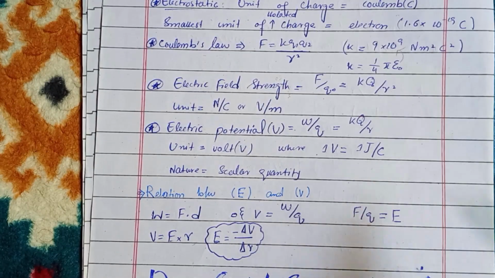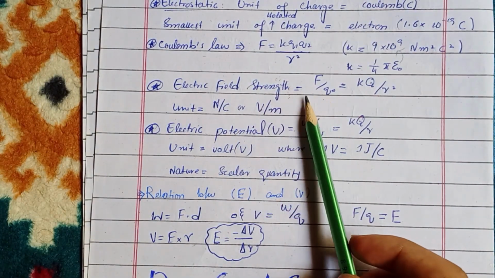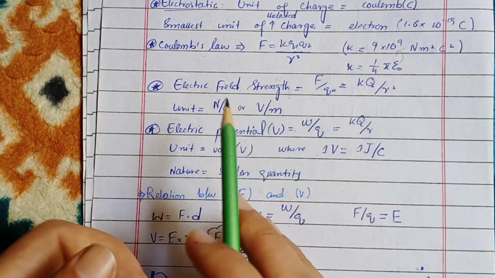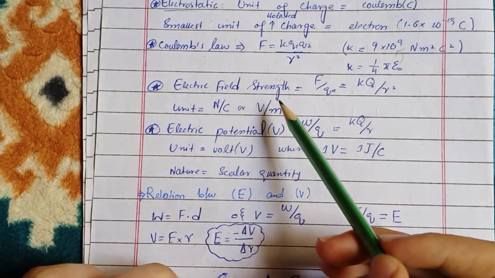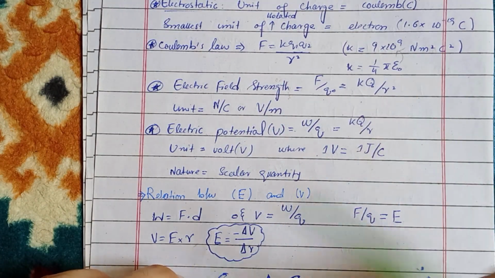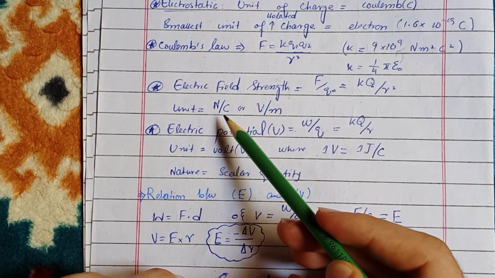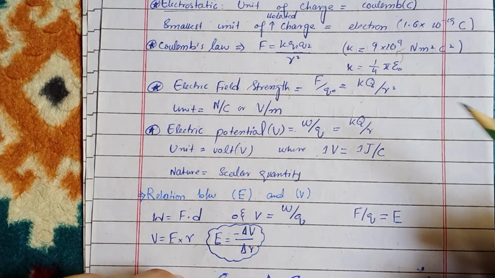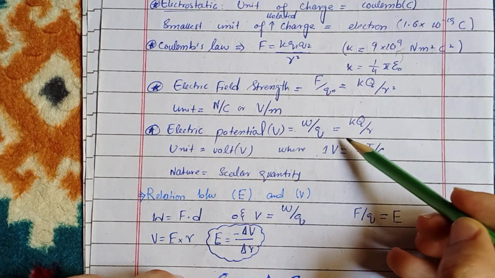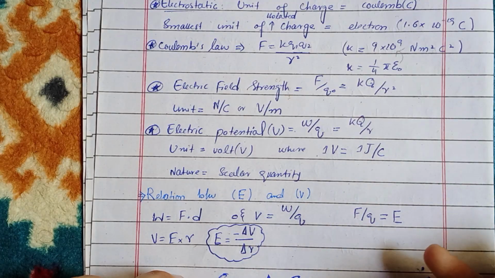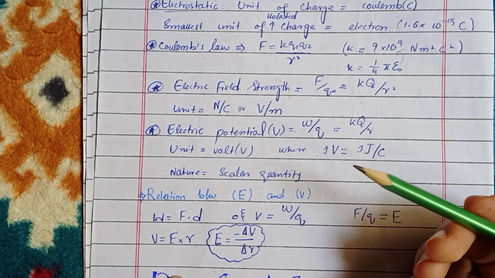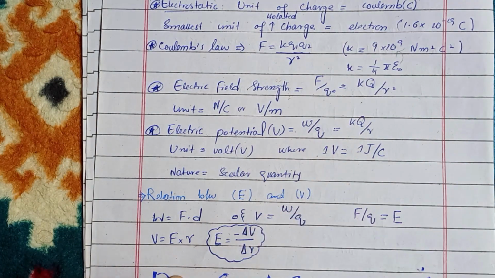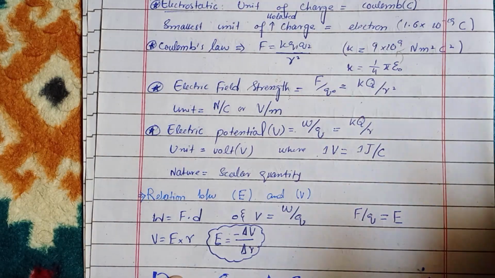Okay, now what is electric field strength? Electric field strength is equal to force per unit charge, and we also derive the next formula from the electric field strength, which is kq / r², and the unit of electric field strength is newton per coulomb or volt per meter. What is electric potential? Electric potential is the work done per unit charge, which is equal to kq / r. So these are the two formulas of electric potential. Now what is the unit of electric potential? The unit of electric potential is the volt, where 1 volt is equal to 1 joule per coulomb.